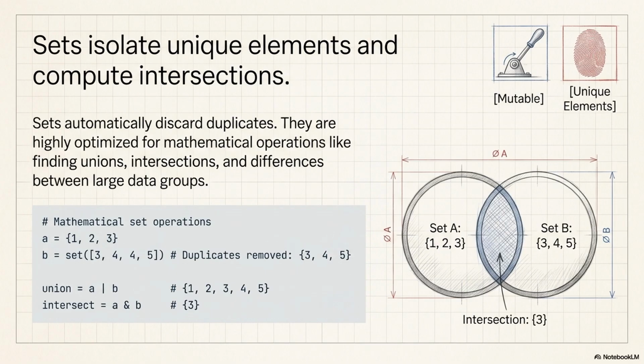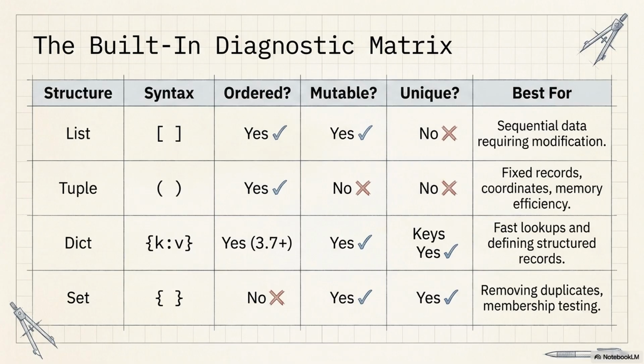Sets solve a different class of problem. A set stores unique elements. If duplicates do not matter, or if duplicates actively get in the way, a set is often the cleanest tool. Sets are especially useful for membership checks, removing duplicates, and computing relationships between groups: union, intersection, and difference. Think about tags, permissions, seen items, available features, or IDs that have already been processed.